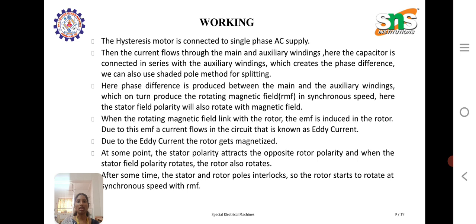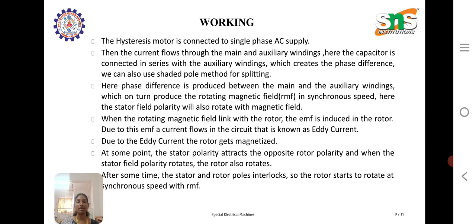Coming to the working, when the hysteresis motor is connected to a single phase AC supply, the current flows through the main and auxiliary windings. Here the capacitor is connected in series with the auxiliary winding, which creates the phase difference. We can also use the shaded pole method for splitting. The phase difference between the main and the auxiliary windings produces the rotating magnetic field at synchronous speed. Here, the stator field polarity will also rotate with the magnetic field.